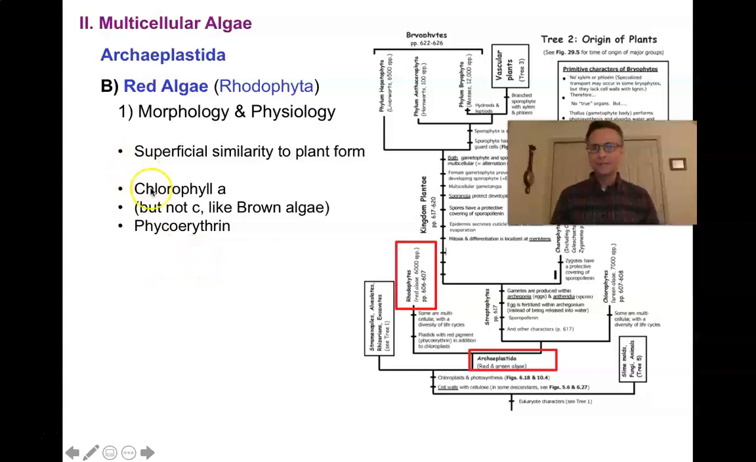But let's think briefly about their photosynthetic pigments. And so they do have chlorophyll A, like all of our algae, right? So chlorophyll A originates with our archaeoplastids over here. However, they don't have chlorophyll C, like brown algae. Instead, what they have is phycoerythrin. And so this is a red pigment that allows them to capture different wavelengths of light, particularly wavelengths of light that are more in the blue and the green wavelengths, which are the wavelengths that penetrate deeper into water.